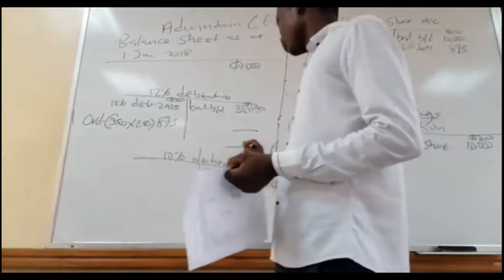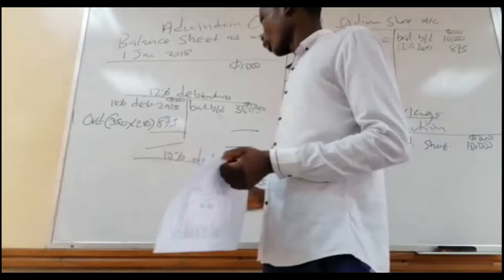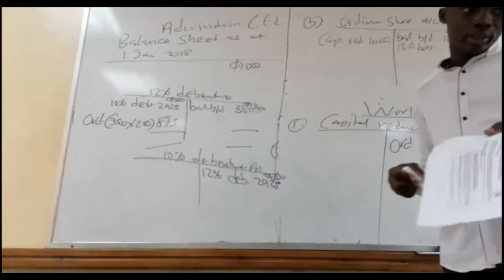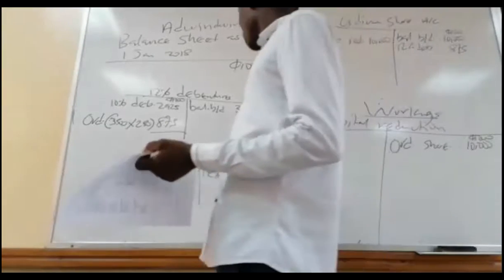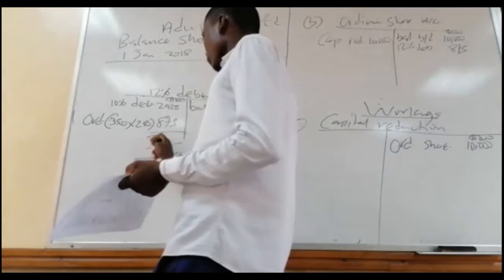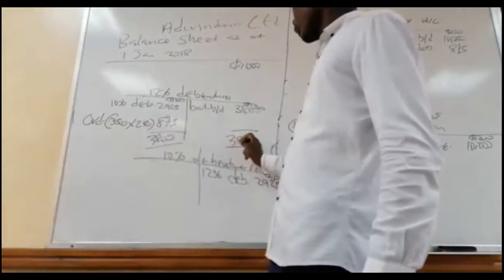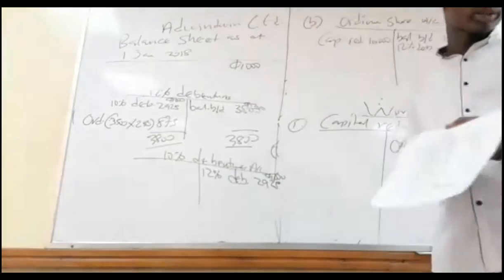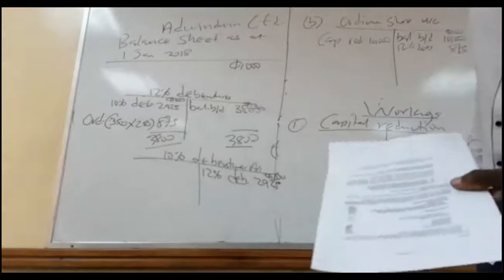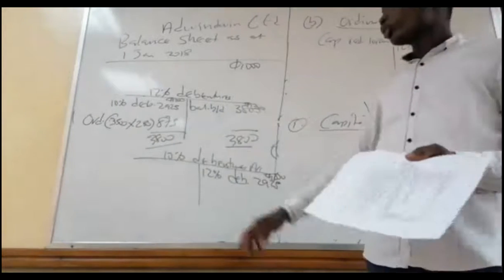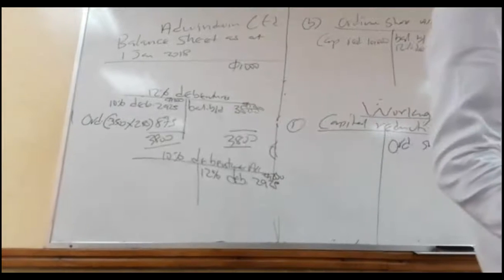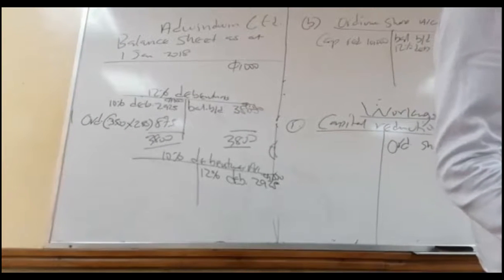Let's see if it will balance. So here is 3,800, and 3,800. So it means that in the new balance sheet, no 12% debenture. Okay. Now let's continue with the note. Note 3.